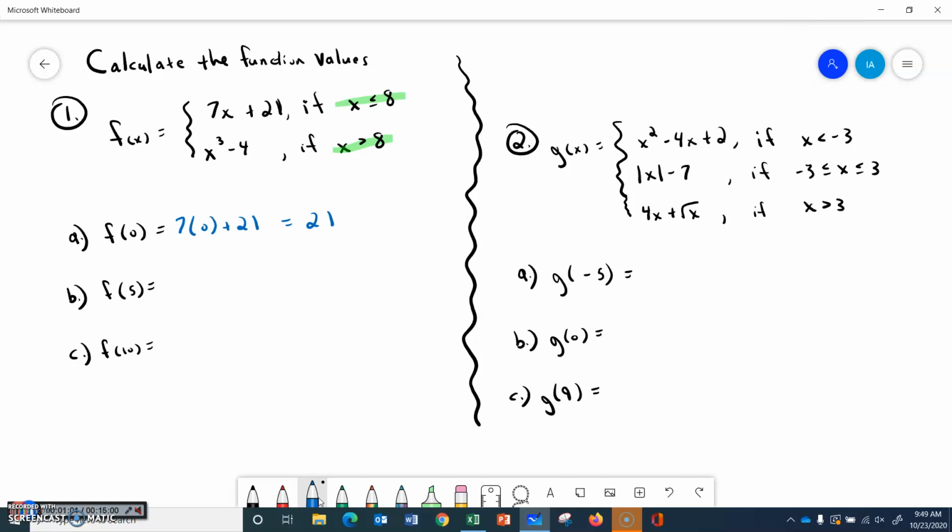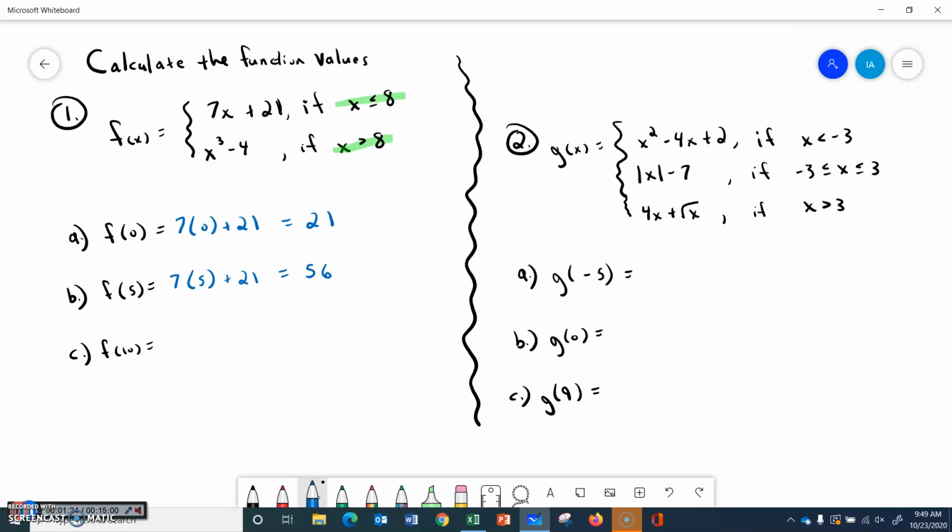Okay, the next part, f of 5. So we ask our question on the right hand side. Is 5 less than or equal to 8? The answer is yes, so we shouldn't have to look any further. So we'll have 7 times 5 plus 21. 35 plus 21 would be 56, I believe.